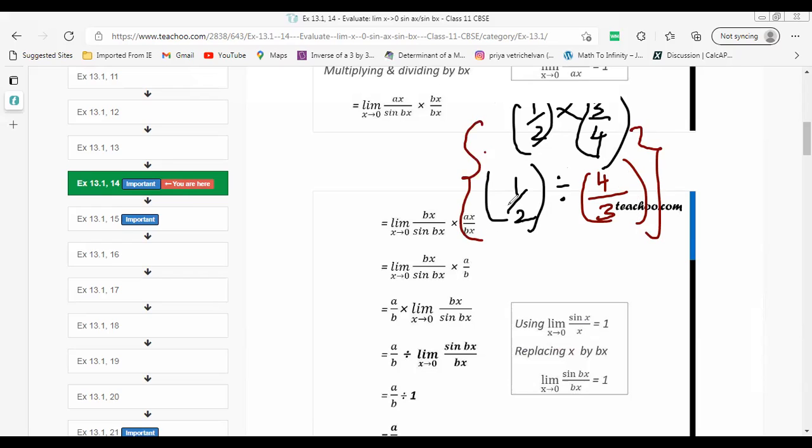Yes, ma'am. This applies vice versa. 1 by 2 divided by 4 by 3 can be written as 1 by 2 times 3 by 4. It is vice versa. Okay. So here we do have this step.